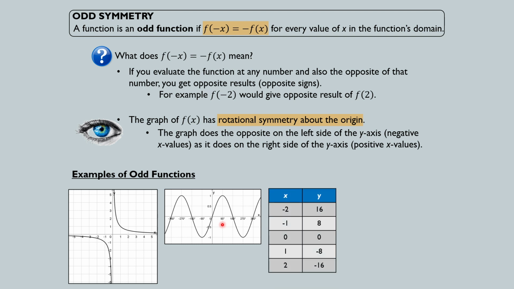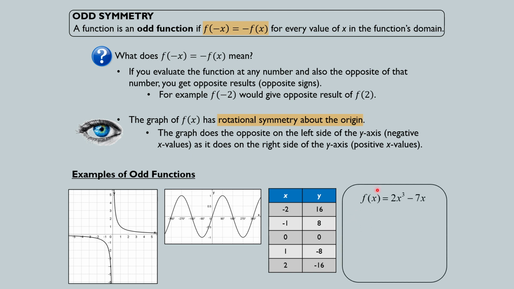We can see it in a table here. Notice that opposite x values, for example, -2 and 2, give us opposite results, so 16 and -16. Same with -1 and 1. We get results that are opposite, 8 and -8. So that's an odd function.